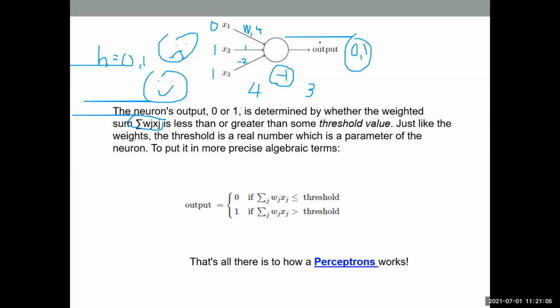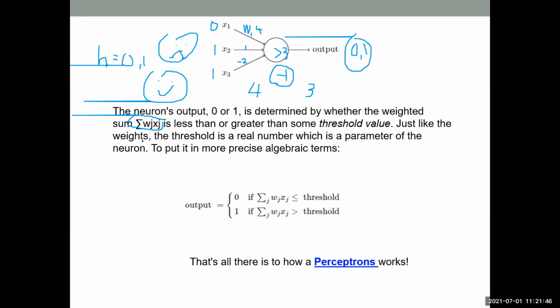Okay, that's the idea. So we have some kind of threshold here. I said, suppose if it's greater than 3, then we're going to output a 1. And if it's less than 3, we're going to output a 0. In this case, the combination I gave here was -1, which is less than 3. So we will output a 0. Okay, the neuron's output, 0 or 1, is determined by whether the weighted sum, which is what we did when we calculated -1, is less than or greater than some threshold value. I made up a threshold value of 3.